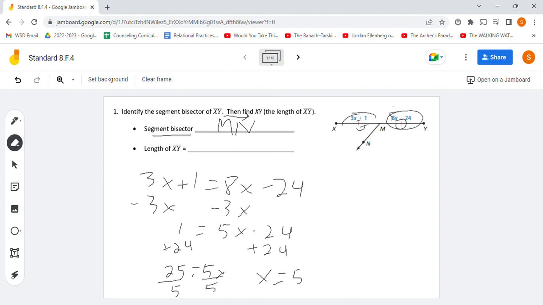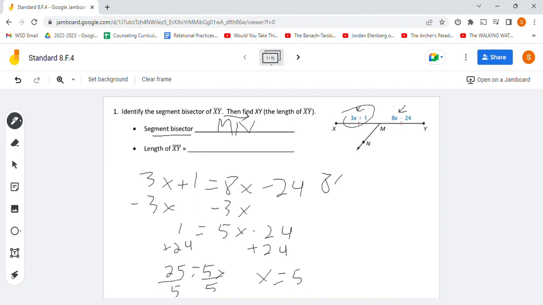Now we've got to plug this into these two line segments, so x will go there, and if we did it right, then those two things should give us the same measure. So we end up with 3 times 5 plus 1. 3 times 5 is 15, so we get a total of 16 for that line segment right there. And again, as I said, if we did it right, then the other one should also be 16.